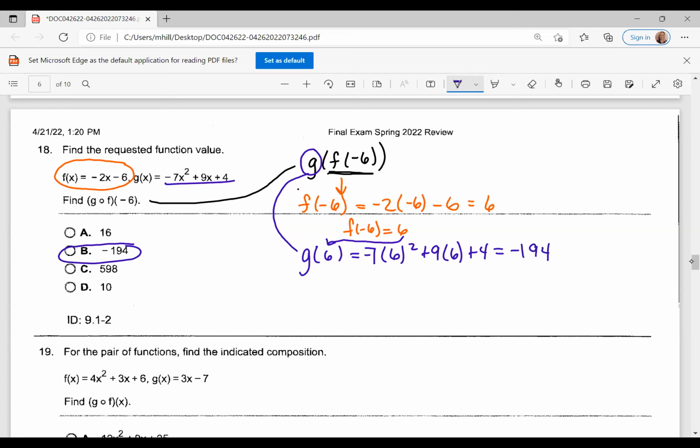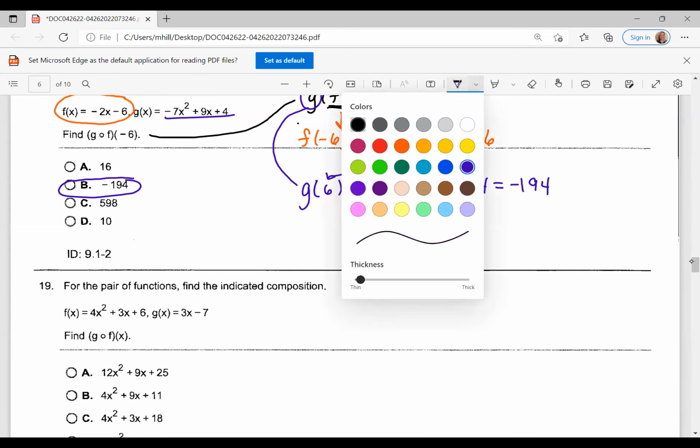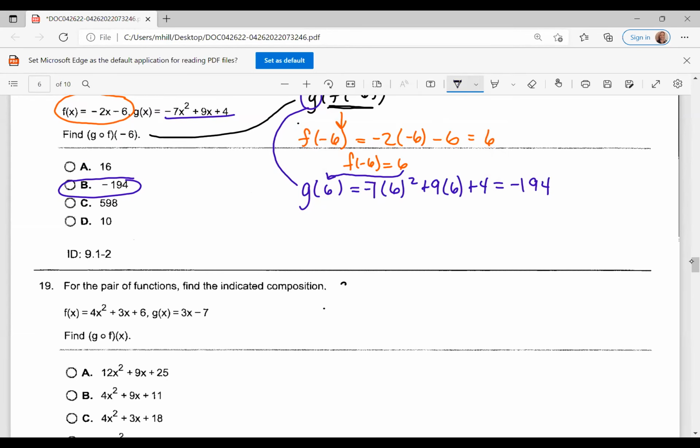So you'll always want to do your inside first, figure out what the answer to that is after you plug that in, and then move to your outside and plug the answer you got into that. Here's another one of those. This time it's saying find G of f of x.